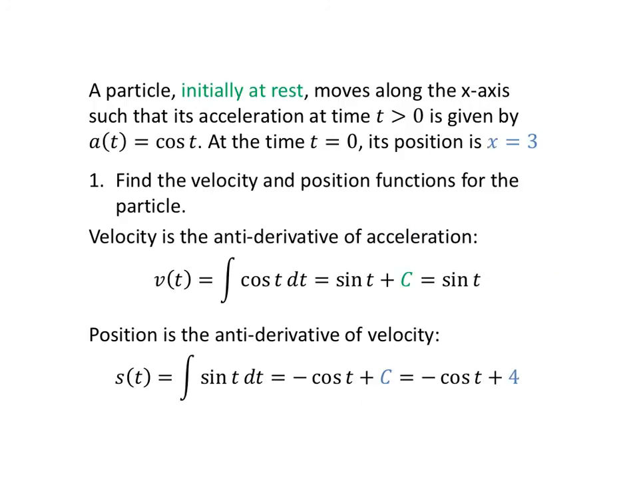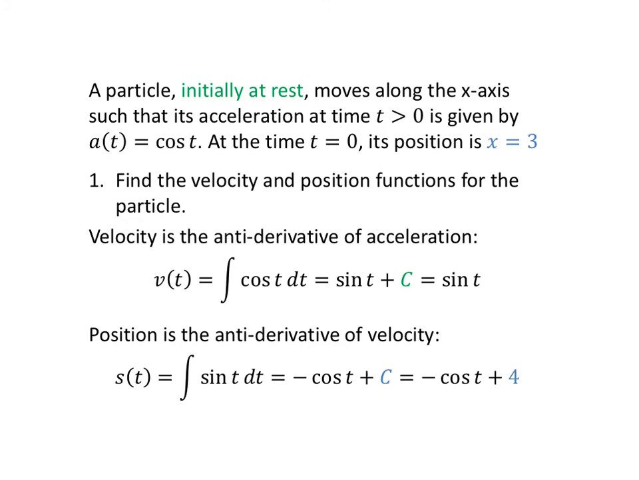All right, so a particle initially at rest, which is very important, it tells us some good information, moves along the x-axis such that its acceleration at time t greater than 0 is given by a of t equals cosine of t. At the time t equals 0, its position is x equals 3. We want to find the velocity and position functions for the particle.